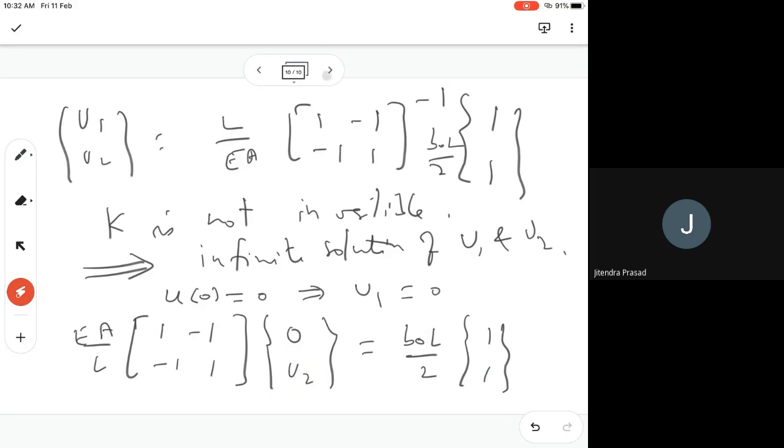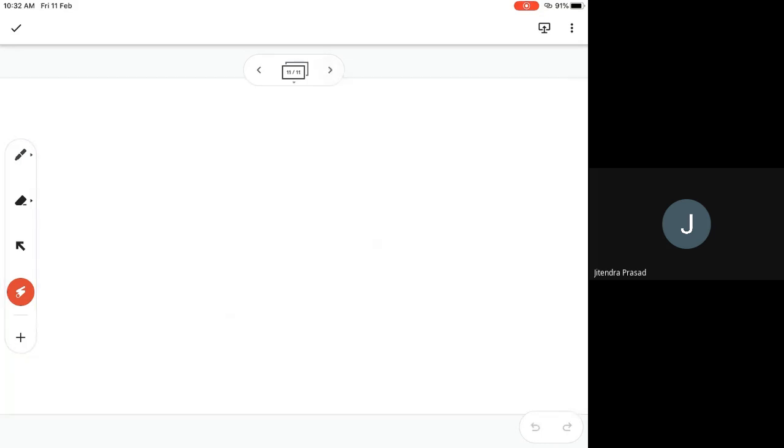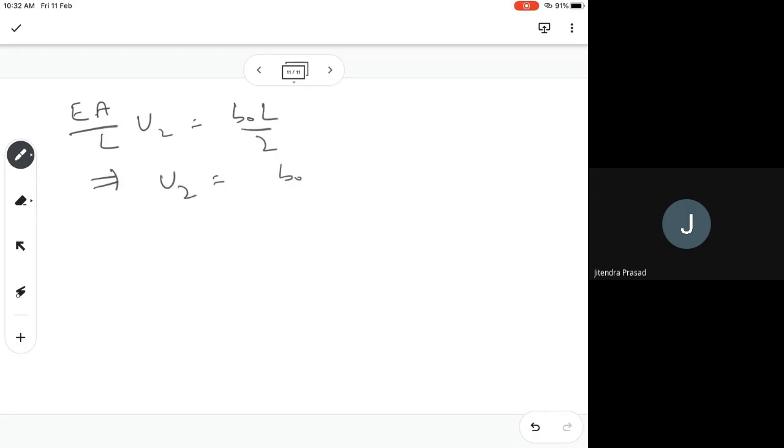So EA over L times U2 equal to B naught L over 2. And that tells you U2 equal to B naught L square over 2EA. Right? So that means what? This is the U2 you got. U2 is nothing but U at L. You get B naught L square over 2EA. And you know that it's a linear solution.